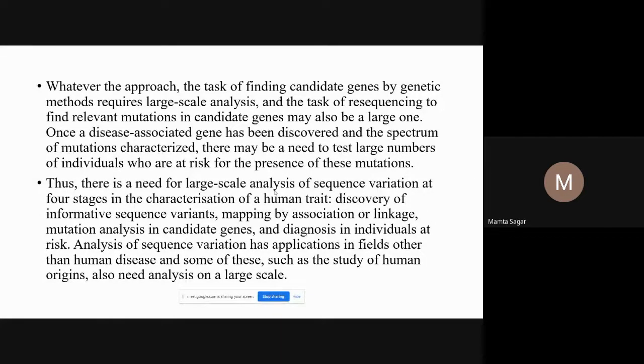We say that the human genome is the same, but the coding DNA will not be the same. So a candidate gene may also be a large one. We can take individuals from different types of population, like Caucasian population or Negroid population. Once a disease associated gene has been discovered, the spectrum of the mutation is characterized.